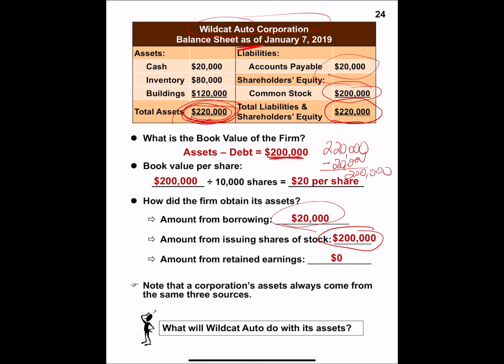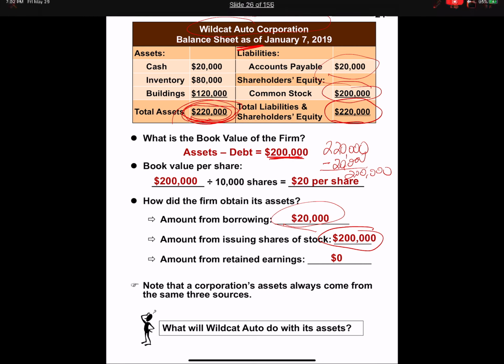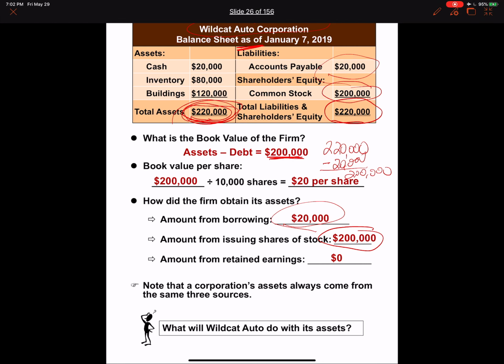The next question is, what are they going to do with those assets? Well, now they're going to start conducting business. They're going to use those assets to hopefully generate revenue. They're going to try and sell those cars, sell that inventory. They're going to have employees they'll start paying wages to help them conduct business. So that's going to lead us into the next part. But for now, that is going to be the end of this.